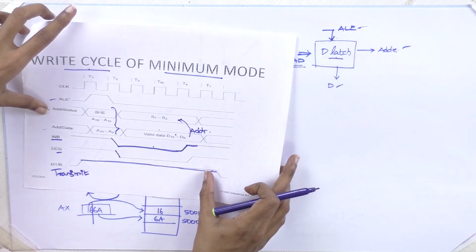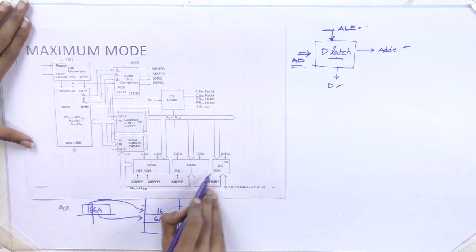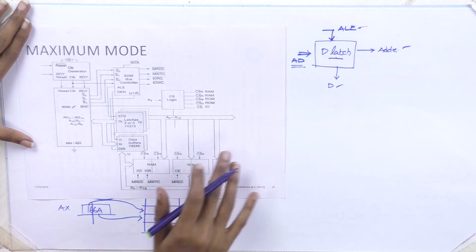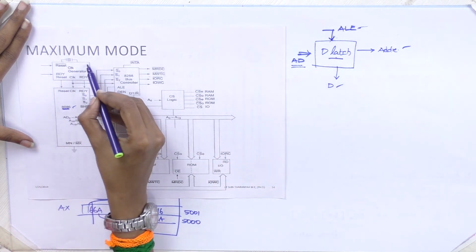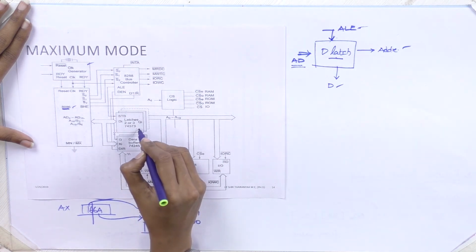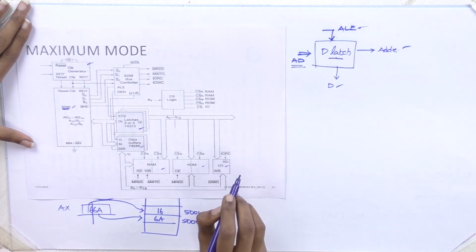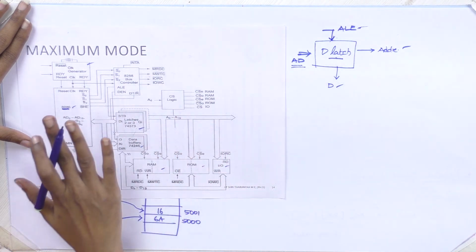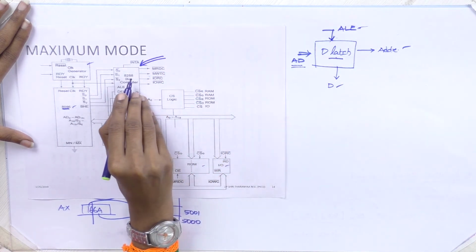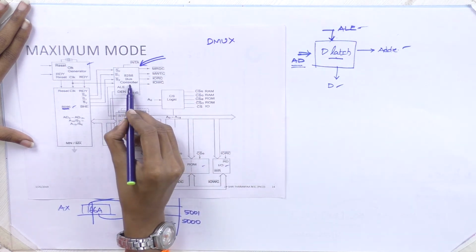Now we will see the maximum mode architecture. So this is the architecture for the maximum mode 8086 microprocessor. All the blocks will be the same. Here you have your 8086, oscillator circuit, transceiver, that is buffer, latch to separate address and data, your RAM, ROM, IO device. All these things are the same. The only difference is the bus controller. In minimum mode we have used DMUX, but here a bus controller is used.